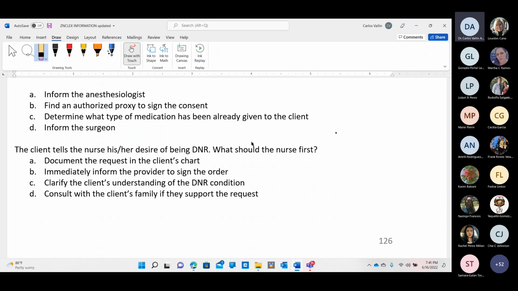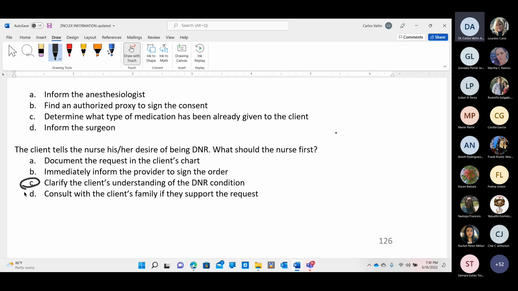I don't know if I'm explaining myself, but it's important to assess the understanding of the client about being DNR. So assume that, because it's not included in the options, the client knows what DNR is. And the question is, what should you... let me see. Okay, see, the question is about understanding. What should the nurse do first? Look at the options, because I explained the question before presenting it. Clarify the client's understanding. See, yeah. So it's clear, no? It's clear what I told you to understand.